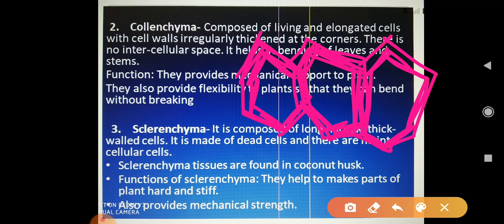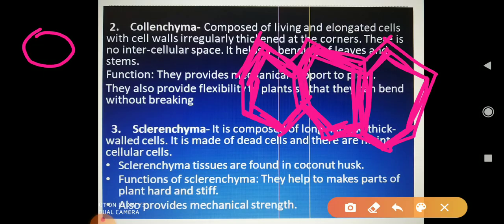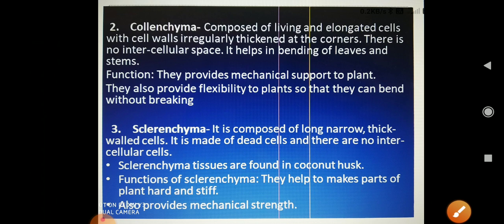Now see the comparison. Parenchyma was rounded cells. These are round in shape and without any thickening, no deposition. And in the Collenchyma, these were hexagonal without intercellular space, but the deposition was found at these corners. The first one is living, the second one living, and this is non-living. Is it okay? Now, what is the function of the Sclerenchyma?